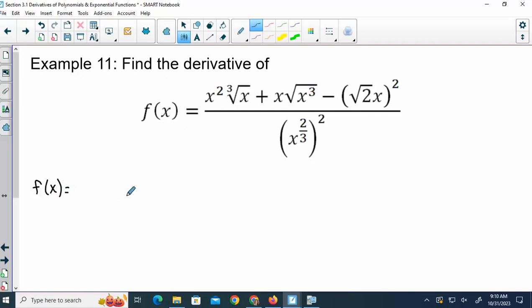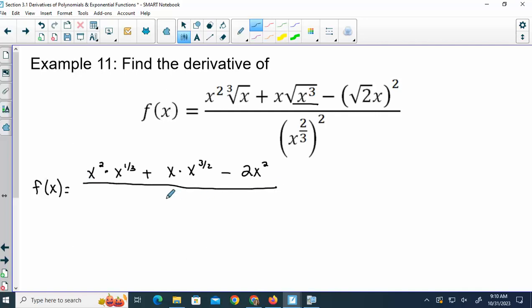Let's clean this up. This would be x squared times the cube root of x, which is x to the 1/3. This term is x times the square root of x cubed, which is x to the 3 halves. Minus the square root of 2 squared, which would just be a 2, x squared, over. Power to a power, that's x to the 4 thirds.